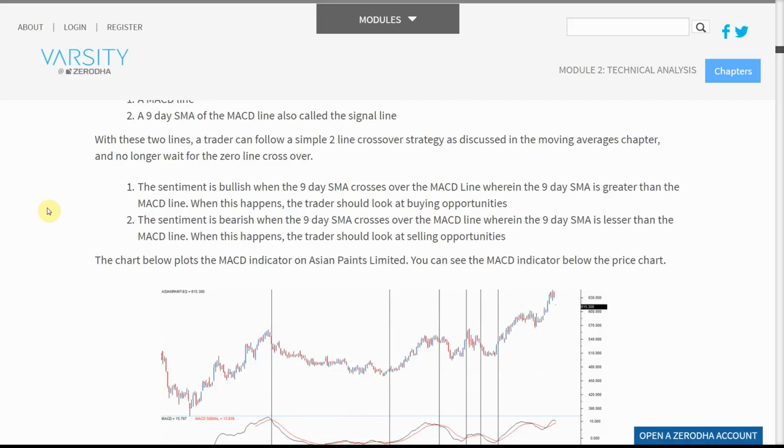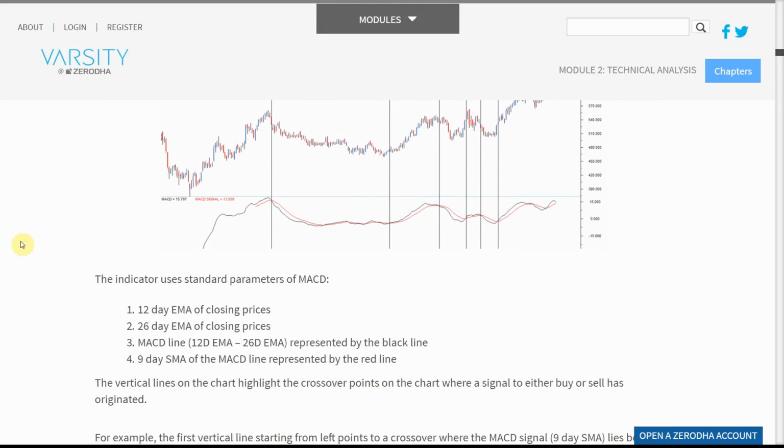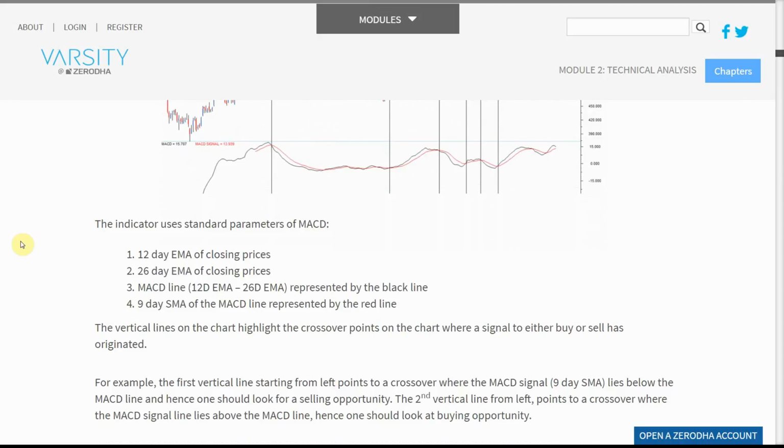The chart below plots the MACD indicator on Asian Paints Limited. You can see the MACD indicator below the price chart. The indicator uses standard parameters of MACD: 12-day EMA of closing prices, 26-day EMA of closing prices. The MACD line, 12-day EMA minus 26-day EMA, is represented by the black line. The 9-day SMA of the MACD line is represented by the red line.